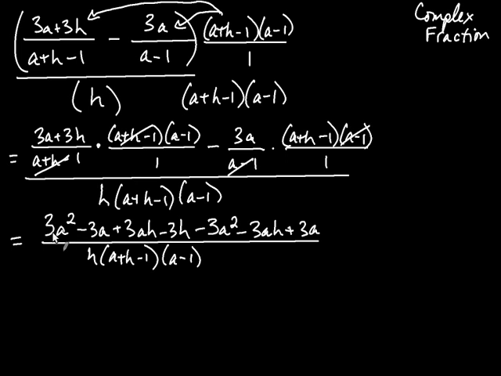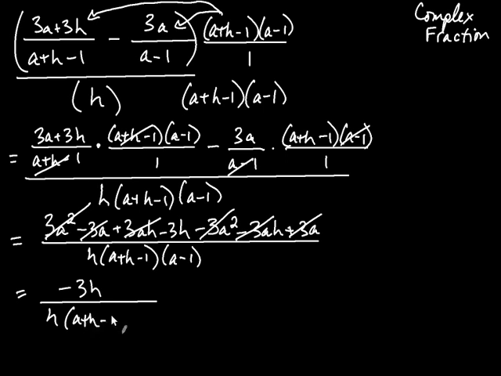Okay, now we get a little cancellation. This is the fun part. 3a squared cancels with negative 3a squared. Let's see, any more cancellation? Yeah, we have the negative 3a and the positive 3a. And we also have the 3ah canceling with the negative 3ah. So quite a bit, right? And so we're left with negative 3h in the numerator. And in the denominator, it's going to be h times a plus h minus 1 times a minus 1.